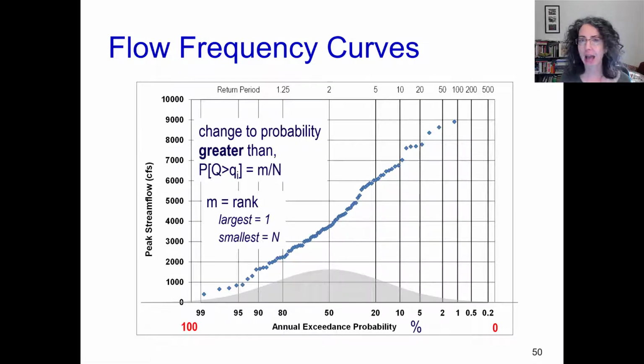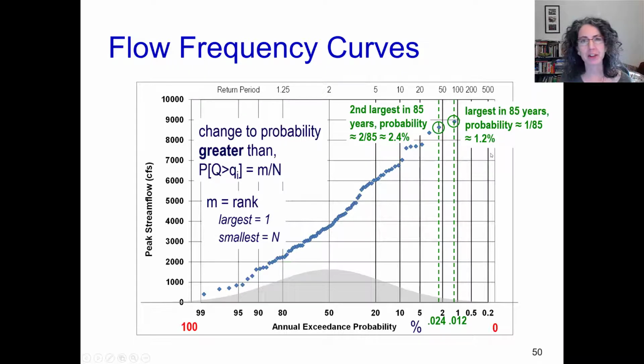So looking at what we're able to estimate for each of these data points based on the fact that it happened within a sample of 85 years, for the largest event, we're able to say it was equaled or exceeded once in 85 years. And so it has a probability about equal to 1 in 85 or 1.2%. The second largest event was equaled or exceeded twice in 85 years. So we can assign it a probability about equal to 2 in 85 or 2.4%.